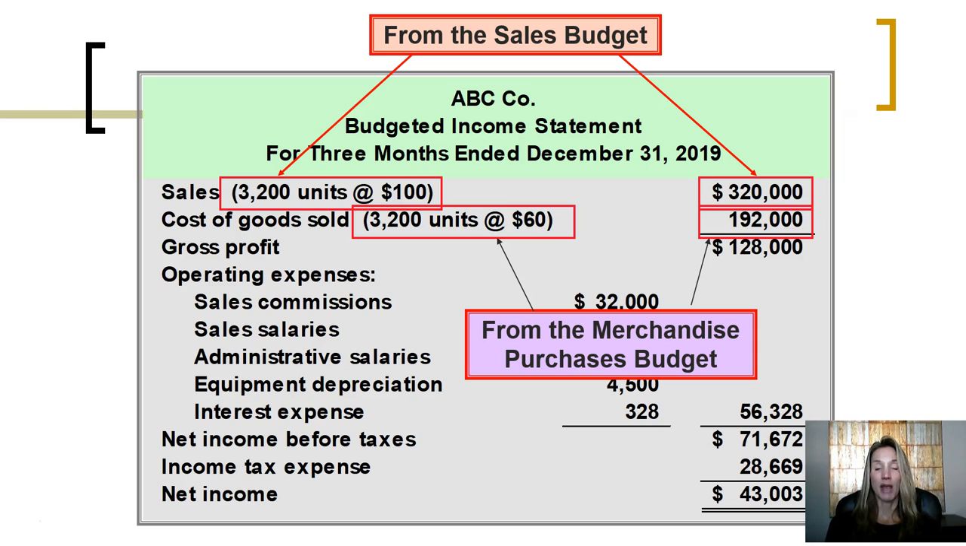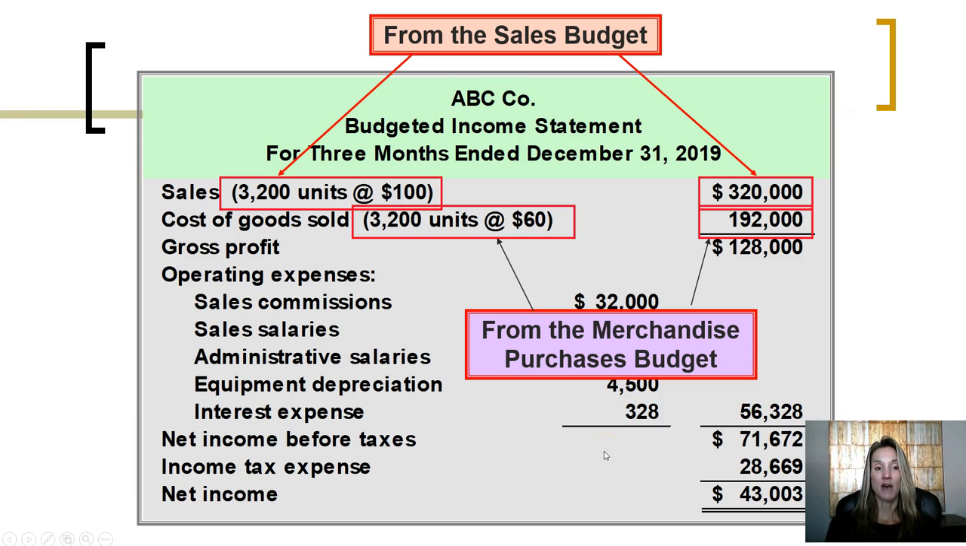In order to prepare ABC's budgeted income statement, we're going to start with sales. Sales would come from their sales budget, where we had already budgeted the amount of sales expected for the 3 months ended December 31st. We subtract out the amount of cost of goods sold, which comes from the merchandise purchases budget, to calculate the budgeted gross profit.